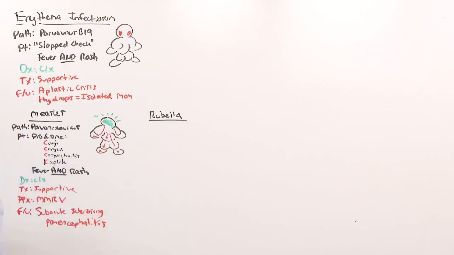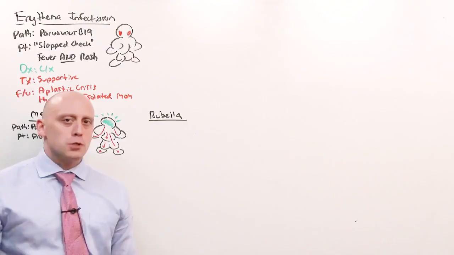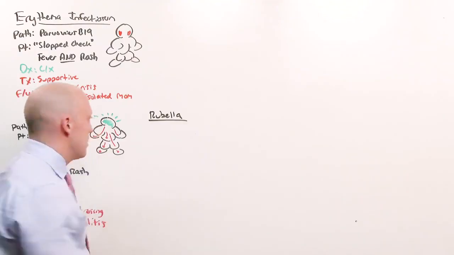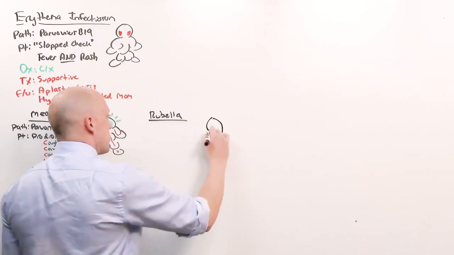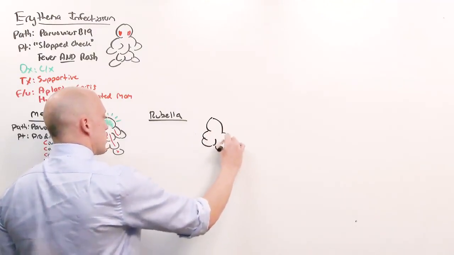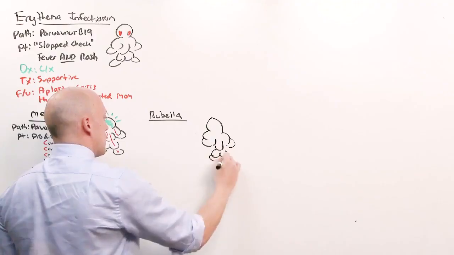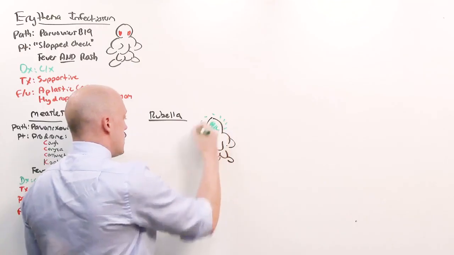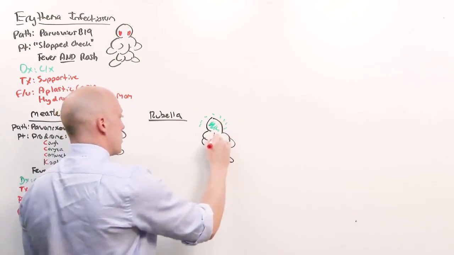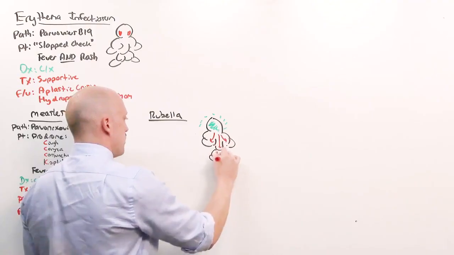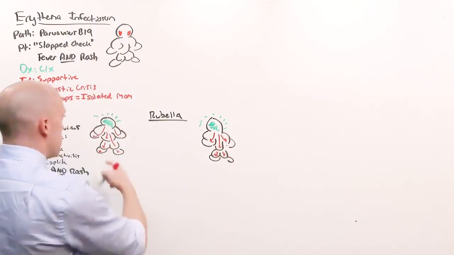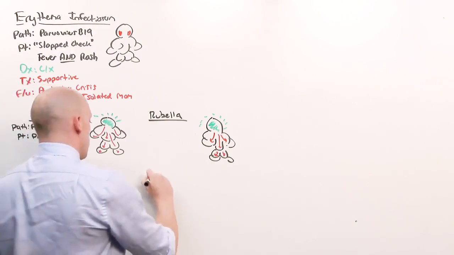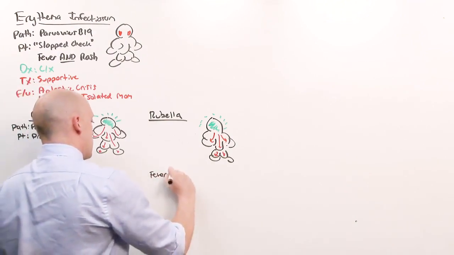Now rubella is called rubella, but it's also called German measles. Why is that? Well, that's because the way the disease progresses is literally identical. That is, there's going to be a rash on the face that then spreads to the trunk and arms. Just like measles. There will be fever and a rash.